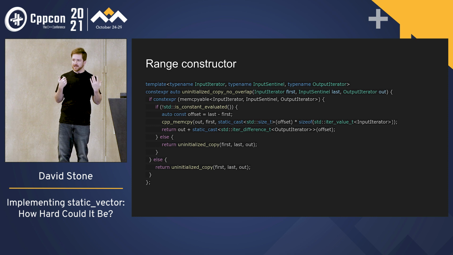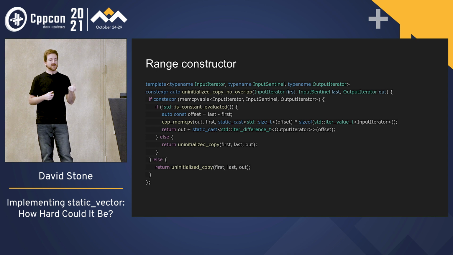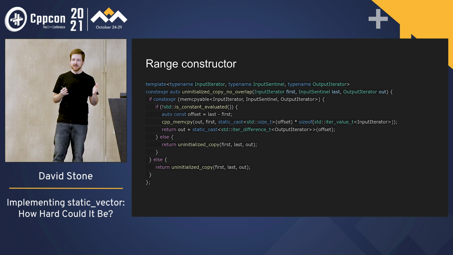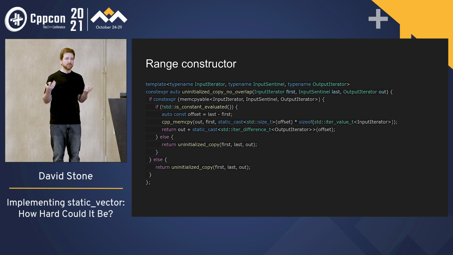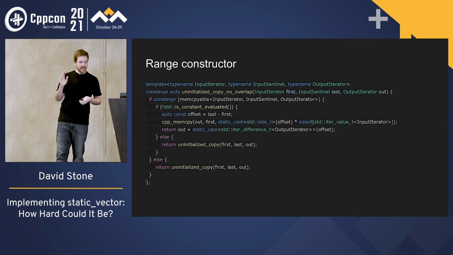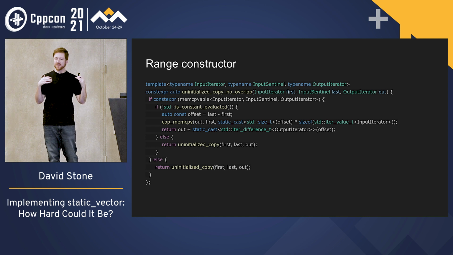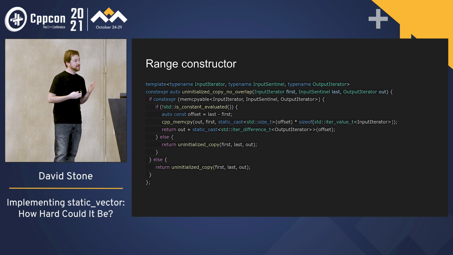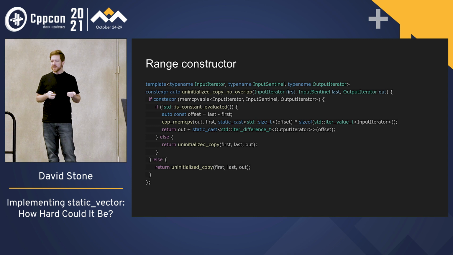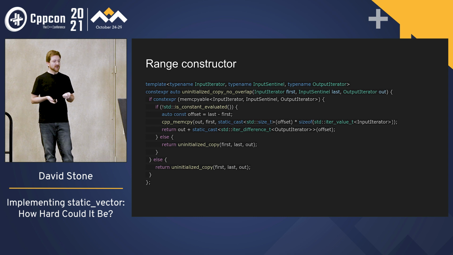But memcopy is not usable at compile time. So that's why we have first, is it memcopyable, which is basically just saying, is the range input iterator input sentinel a contiguous range? And is output iterator pointing to a contiguous range, basically pointers? And are the types of the iterators the same? So this is just a custom trait. So if it is theoretically possible to memcopy these, if the types would work out, then if it's not constant evaluated, use memcopy. Otherwise, fall back on initialized copy in either case.